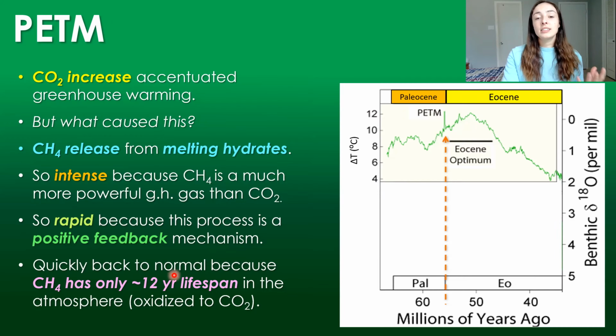Again, because methane has a very short lifespan in the atmosphere, unlike CO2, which can stay stable in the atmosphere for a long time. Methane is not that stable, only having a lifespan of around 12 years before it's oxidized to CO2, likely contributing to that CO2 increase during this time. That caused less powerful warming than methane, but for a longer period of time.